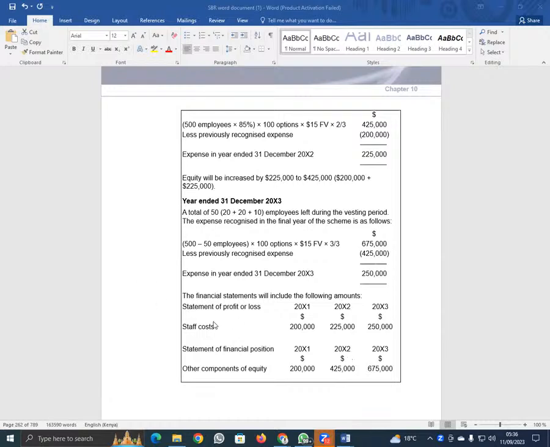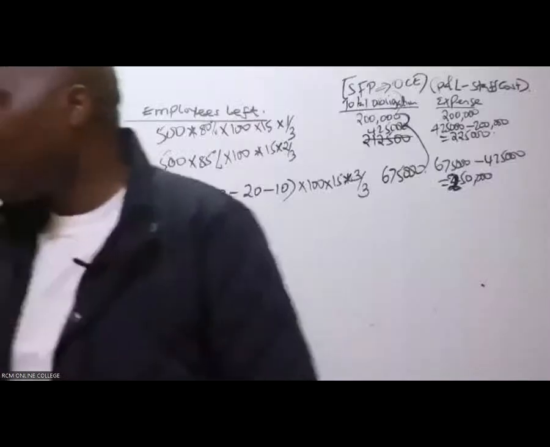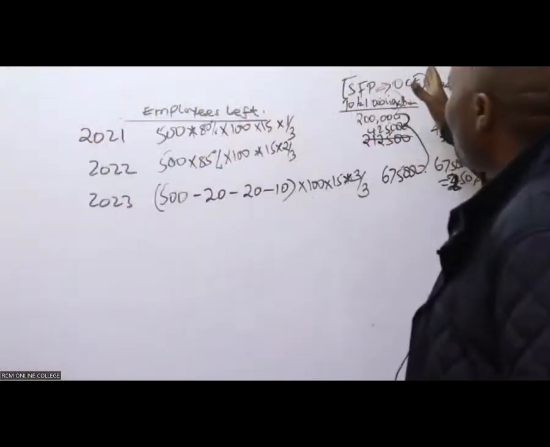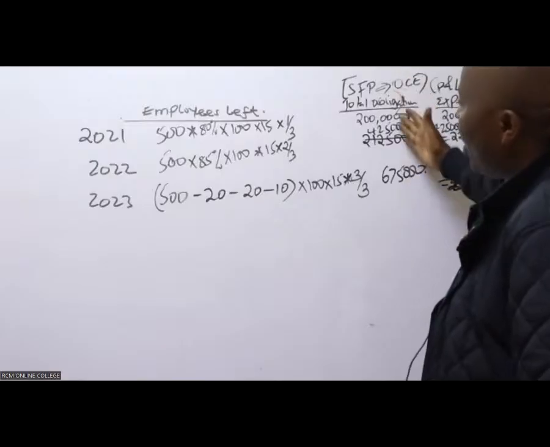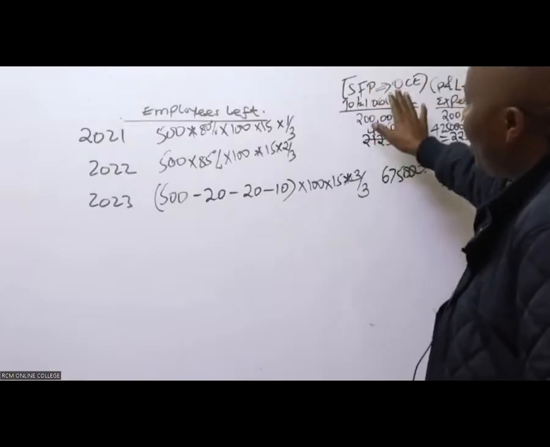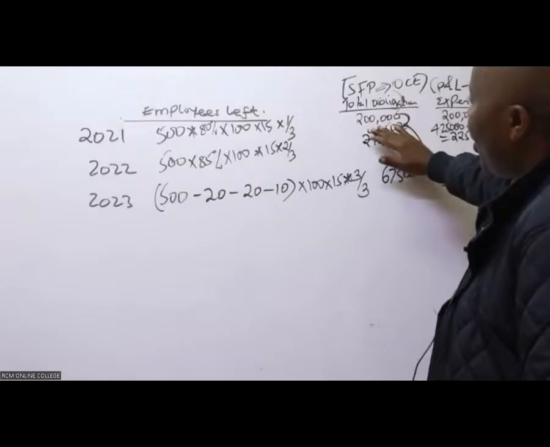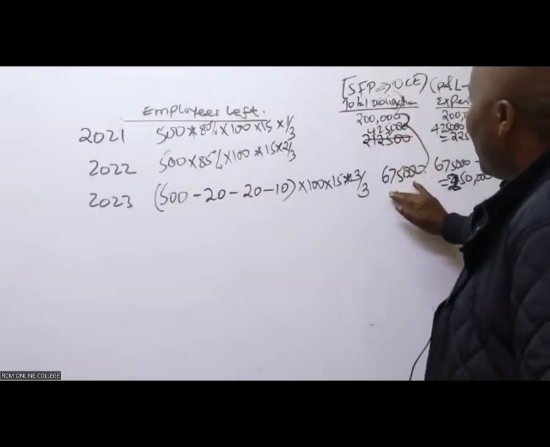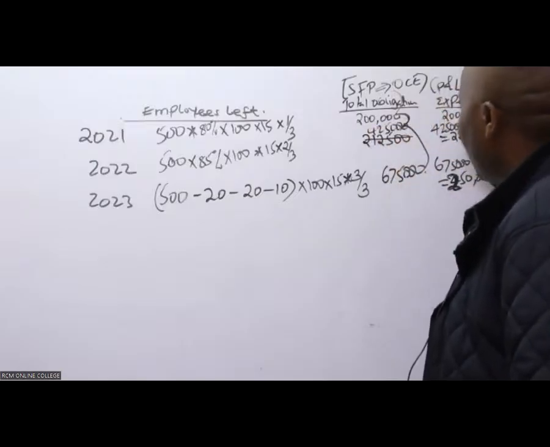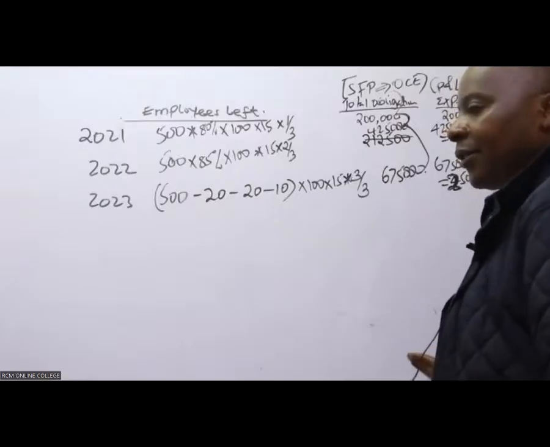You don't need to write them in horizontal format like this. The moment you finish writing like this, this basically becomes your extract of the statement of financial position, other components of equity, 200, 425, and then P and L staff costs every year. You're done like that.